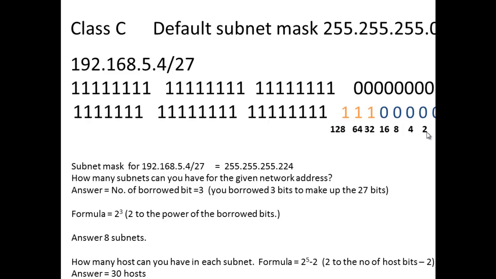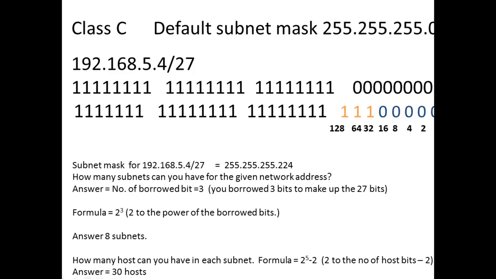And remember how we worked that out. We double the number starting from right to left. So 1, 2, 4, 8, 16, 32, 64, 128. And then we added the value of the ones, which would give us 128 plus 64 plus 32. That's the value of the ones. And that gave us what? 224. So the subnet mask for this address is now 255.255.255.224.